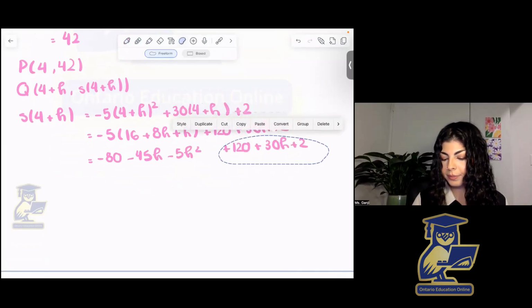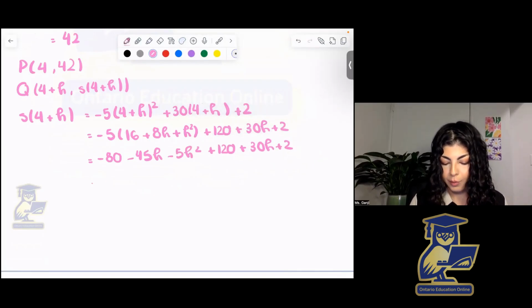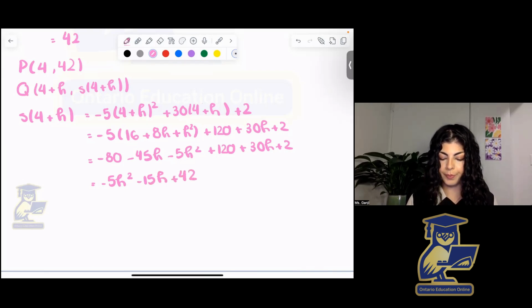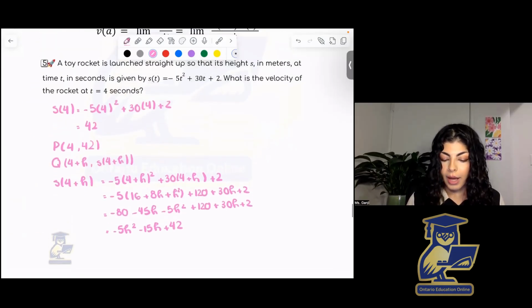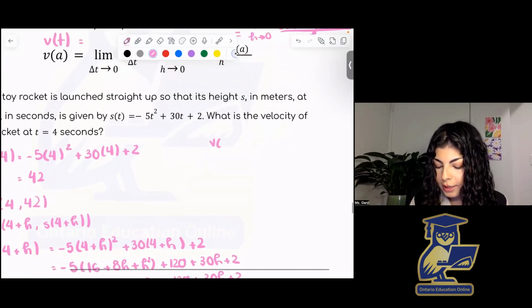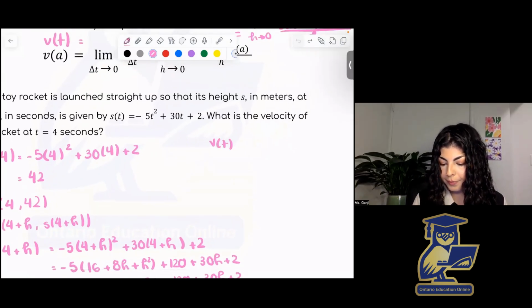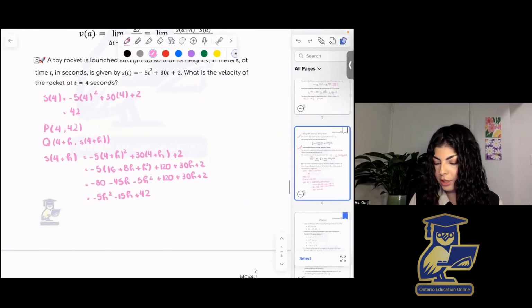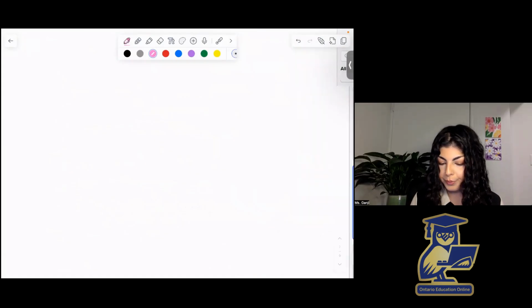Just copy these. And now we are going to collect like terms. So I only have one square, -15h, 42. And now I can find the velocity, which is, maybe let me add one more page here, just so I can show you.